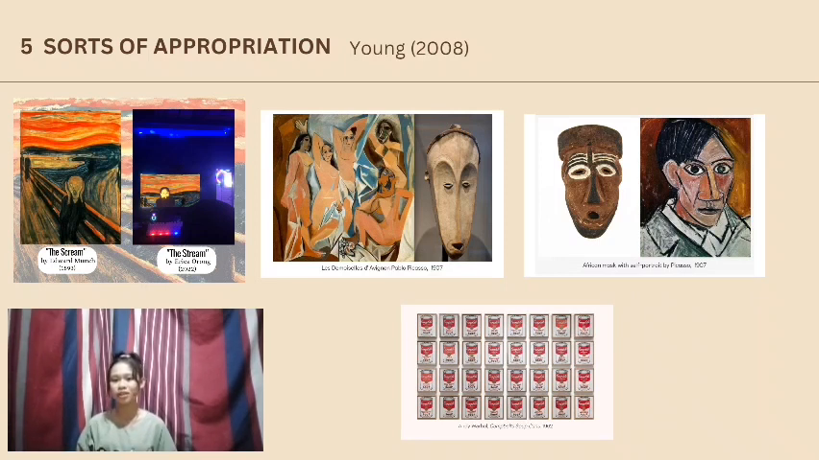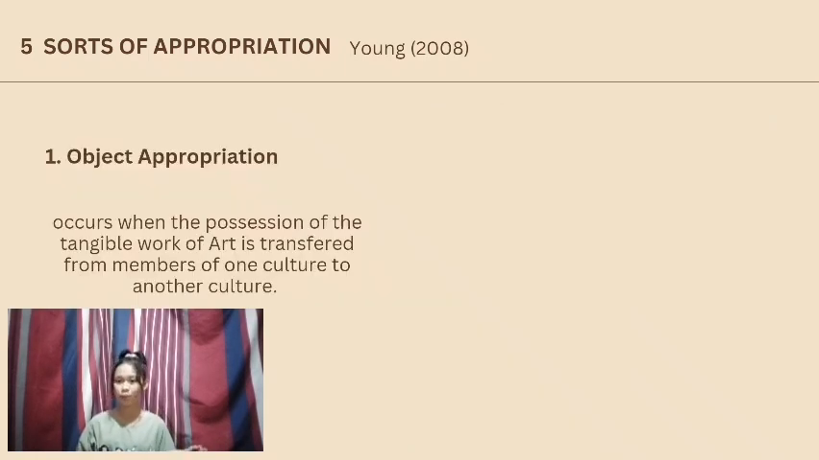So the first of the five facets of appropriation is object appropriation. When we say object appropriation, it can also be called material appropriation. It occurs when the possession of a tangible work of art, such as a sculpture or a painting, is transferred from members of one culture to members of another culture. So it has some sort of influence. The work of art is transferred from one culture to the other.